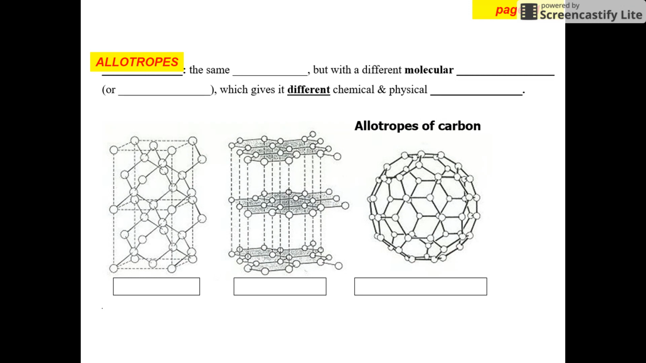Okay, the definition of an allotrope. It's something where you've got a situation where it is the same element, but has a different molecular arrangement or structure, which gives it different chemical and physical properties. So things can be the same element, but if they're arranged in a different molecular structure, that will give them different chemical and physical properties.